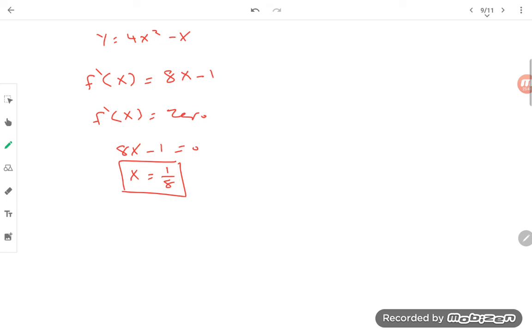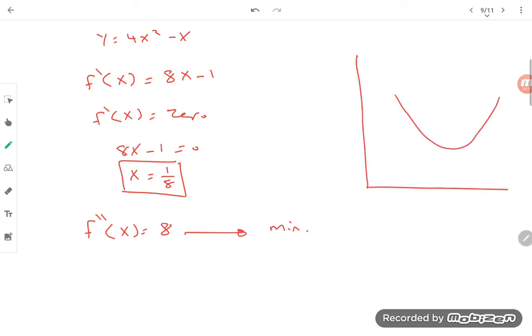But we do not yet know whether this is a maximum point or a minimum one. So we have to find the second derivative. So it will be 8, which is a positive value, which means that this is a minimum value. So this means that at the value 1 over 8, this is the minimum value of it.